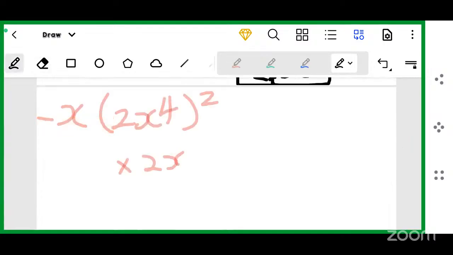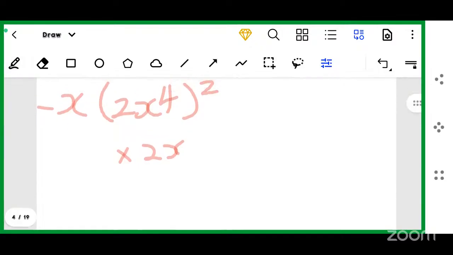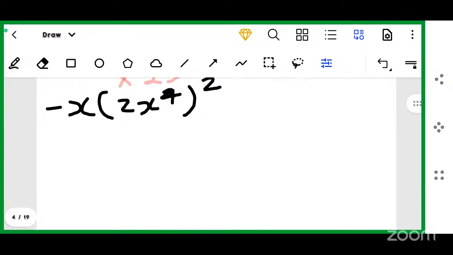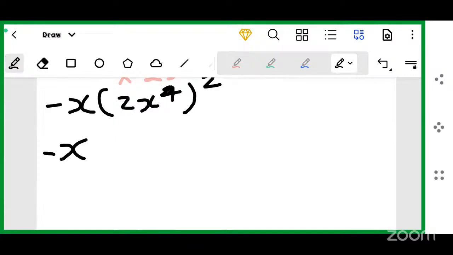So we have negative x, and then we have an open bracket 2x to the power of 4, close bracket to the power of 2. So the first thing that you gotta do, let me just write it down here. You're gonna have your negative x, open bracket 2x to the power of 4, close bracket to the power of 2. So what you're gonna do, you're gonna keep the negative x outside the big bracket, let's say. And then we already have this bracket, so we have to work out this part.